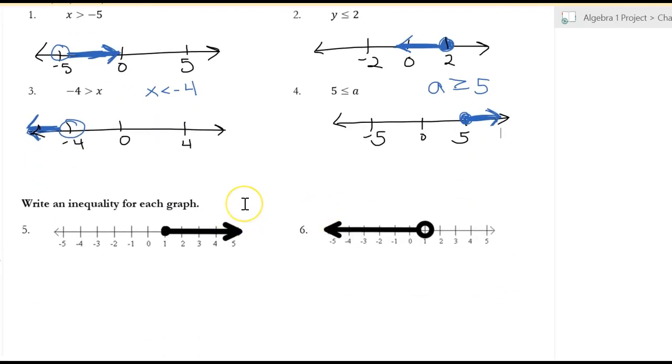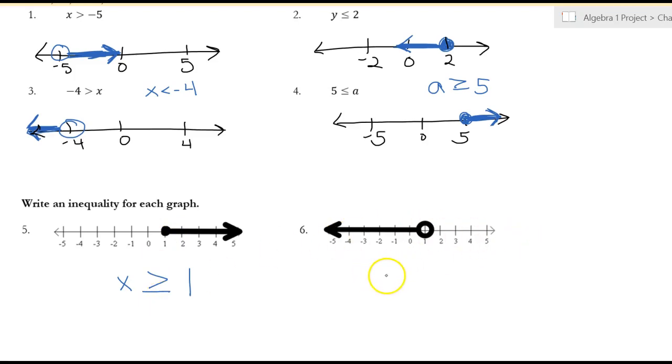This time you're writing an equation. So why don't you take a second and try that? Just see if you can get it, and then we'll go. Okay, whenever I do these, I always like to put my x on the left, and I'm comparing it with 1. It goes to the right, so x is greater than, and it's a closed circle, so it's underlined.